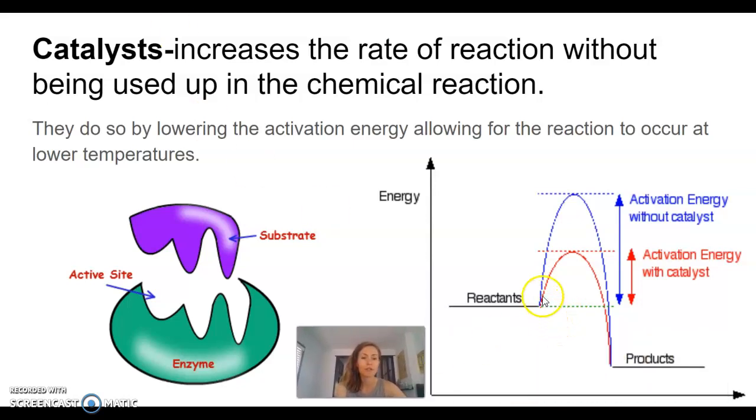So here you can see the blue line is the potential energy diagram for the reaction without a catalyst, and the red line is with a catalyst. Notice, remember that activation energy is the difference between the reactants and the top of your potential energy diagram, and so we decrease the amount of energy required when we add a catalyst to a reaction.